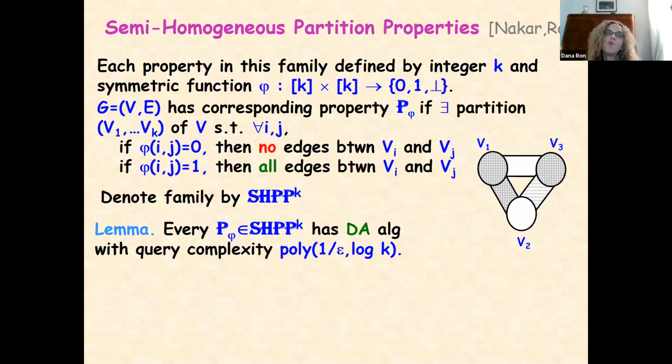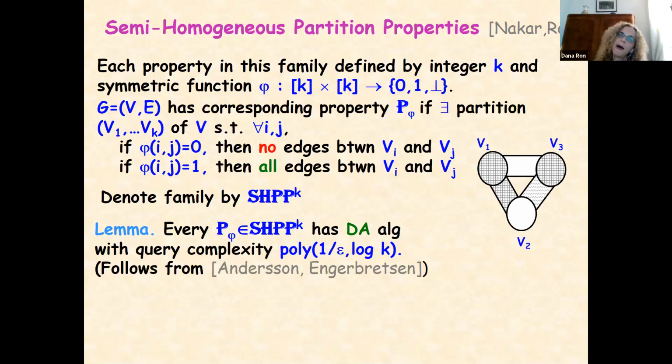I'll just say you can prove this lemma either directly by adapting one of the GGR results, or indirectly by showing that it's related to these constraint satisfaction problems, which takes a little to see, but once you see it, then it's almost that, and using a work that we have before. Okay, so we define these properties. We know that each of them has a distance approximation.